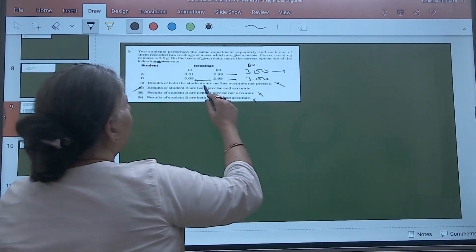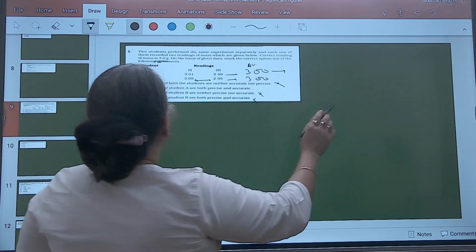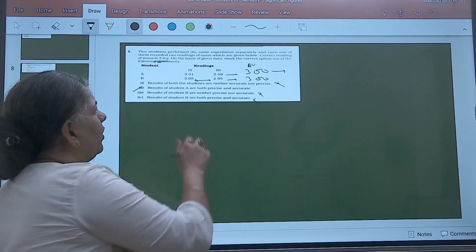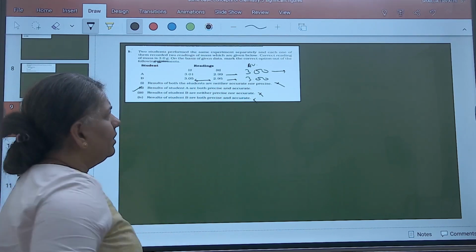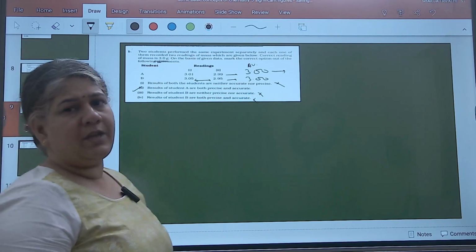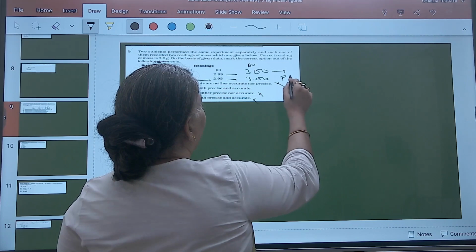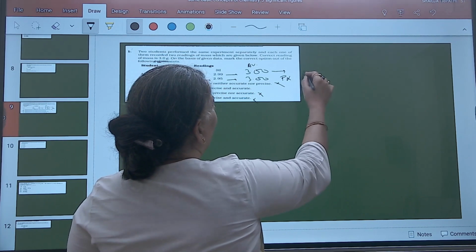So here we have, in case of student A, readings are both precise and accurate. In case of B, reading is not precise but it is accurate. So it is not precise but it is accurate.